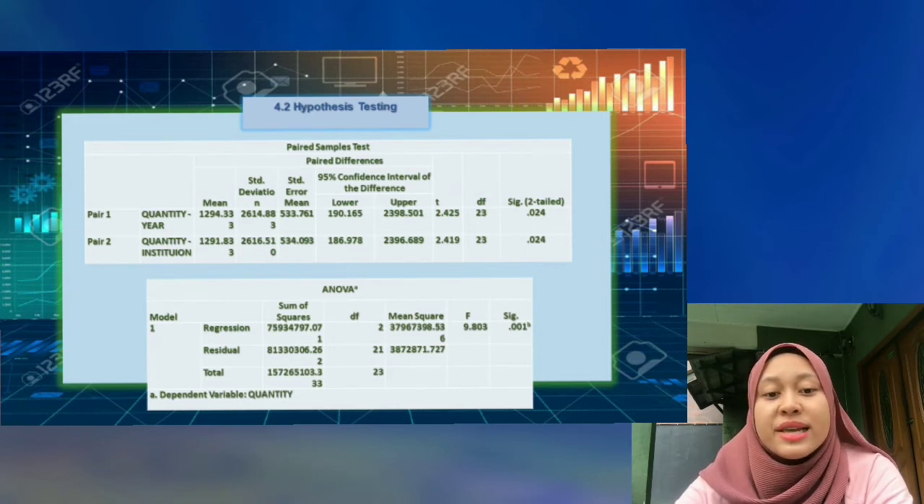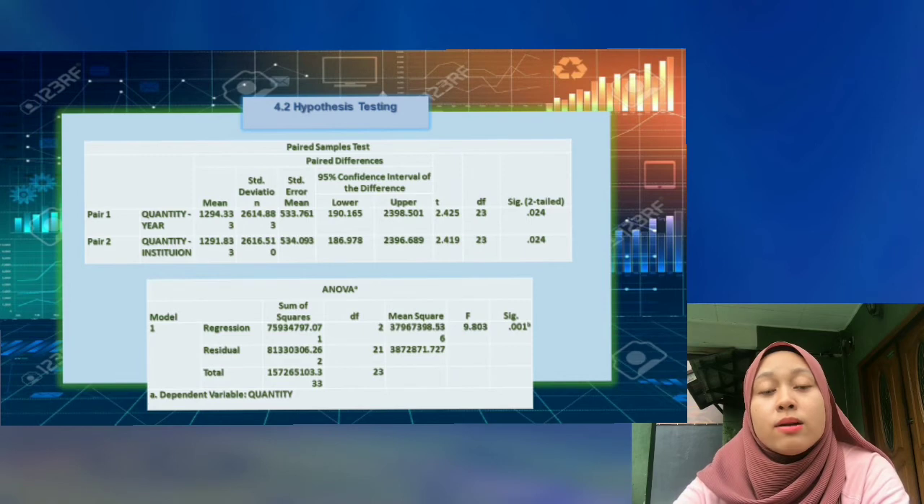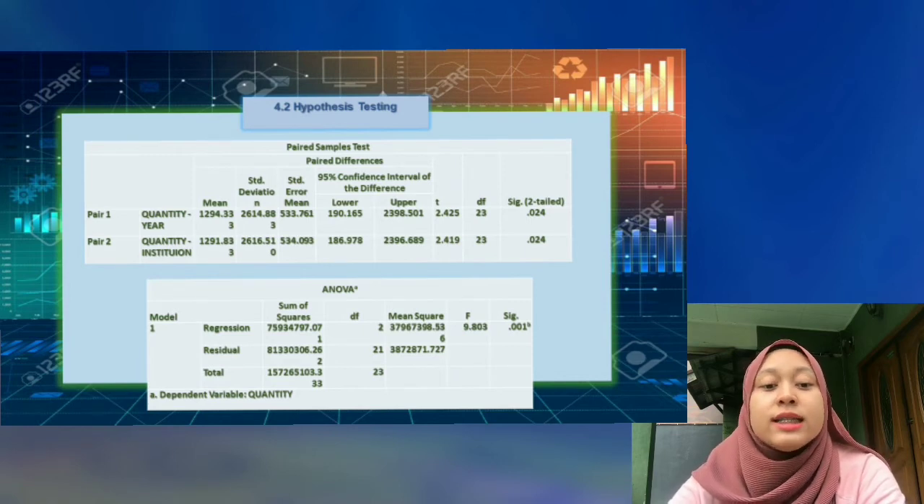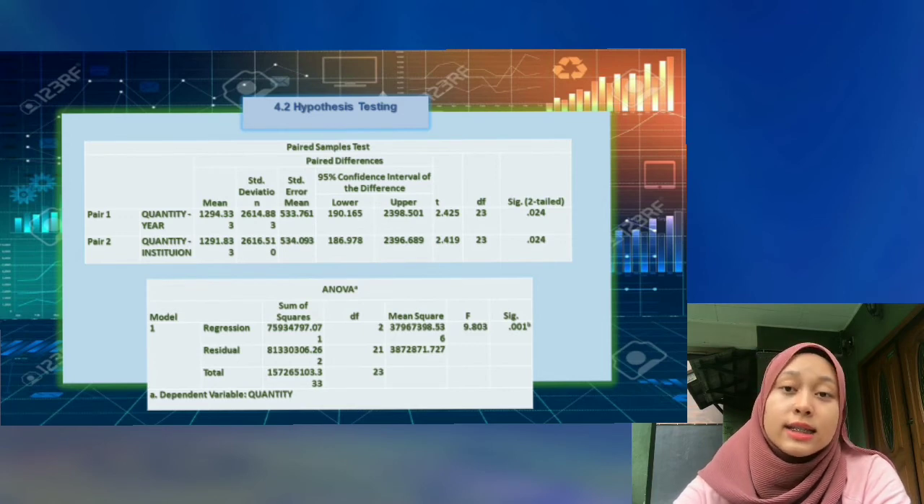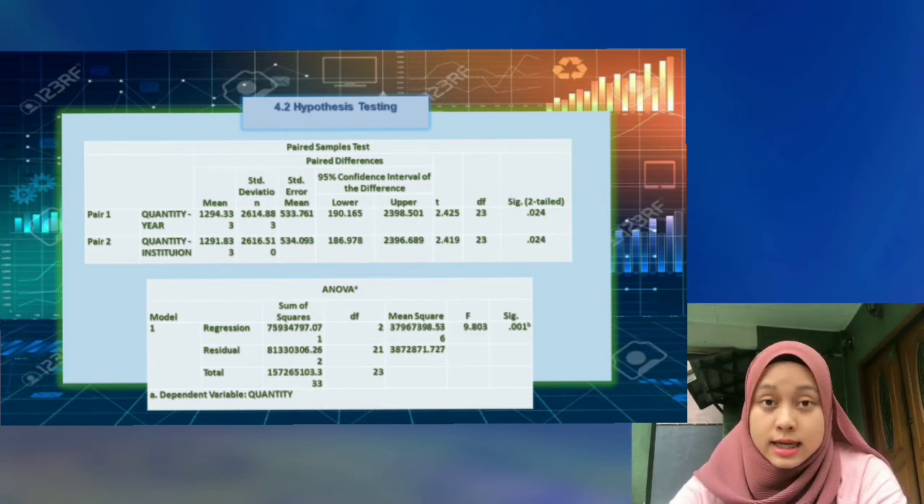The population being studied is normally distributed. In the years 2016, 2017 and 2018, a sample of 8 education institutions in Malaysia showed a mean of 1,294.33 with a standard deviation of 2,614.883 for pair 1 of quantity, or number of education institutions, and year. For this paired sample test, it has no outliers with a large data set.